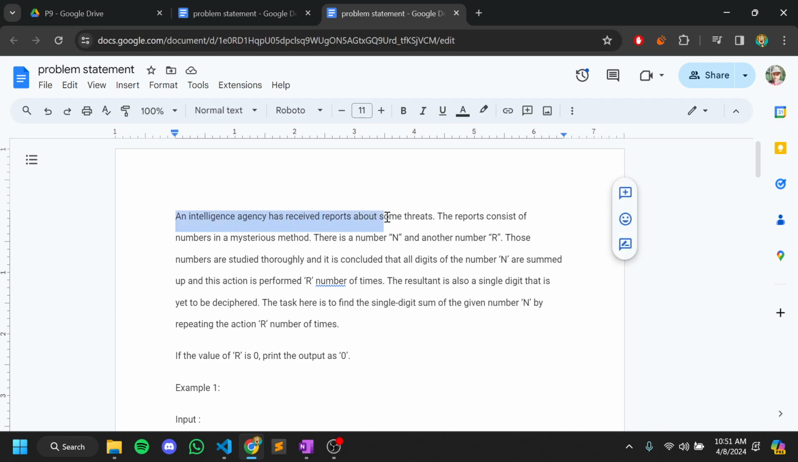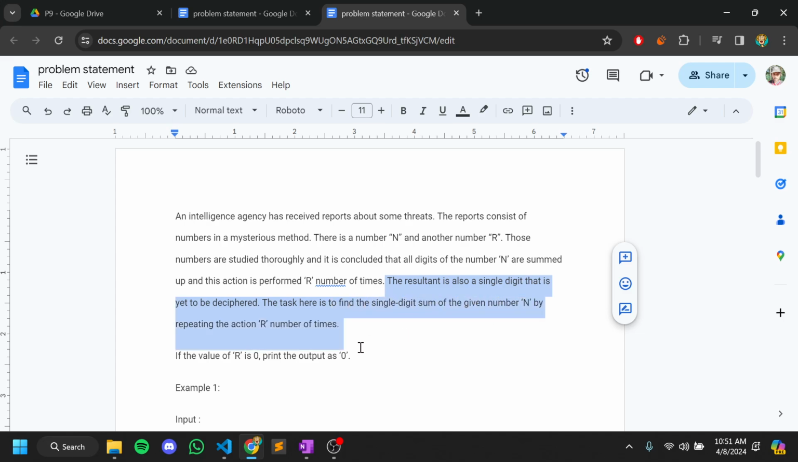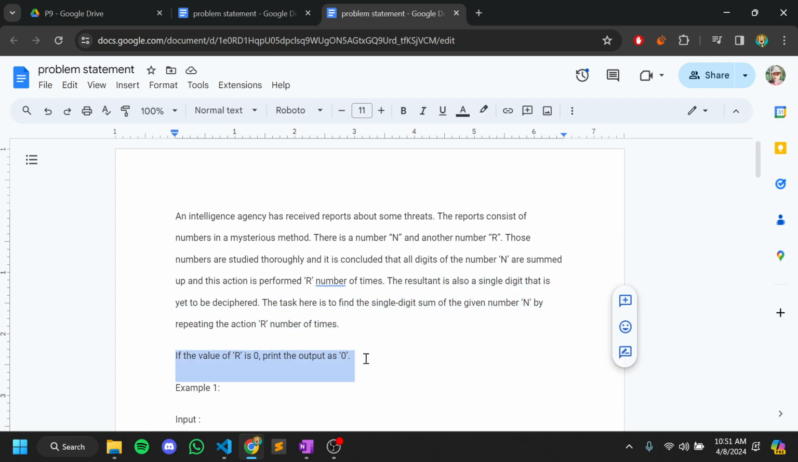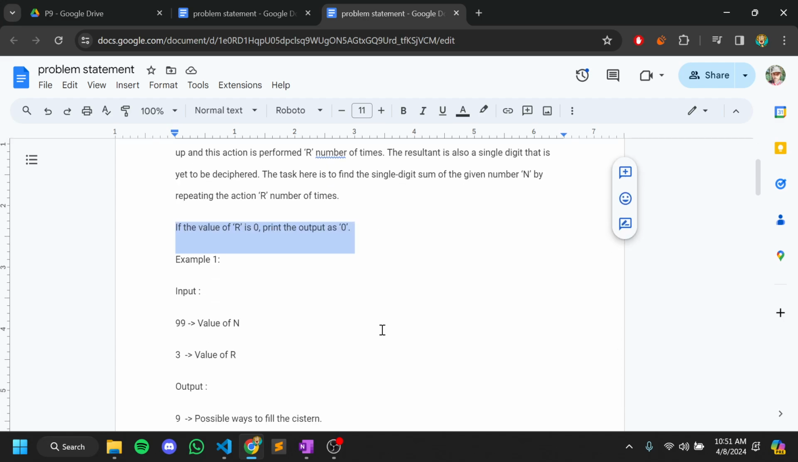So an agency has received a report about some threats. It consists of mysterious numbers. There's a number n and another number r. Those numbers were studied thoroughly and it was concluded that all the digits in the number n are summed up, and this action is performed r number of times. The resultant is also a single digit that is yet to be deciphered. The single digit given by repeating r number of times. If the value of r is 0, print the output as 0.